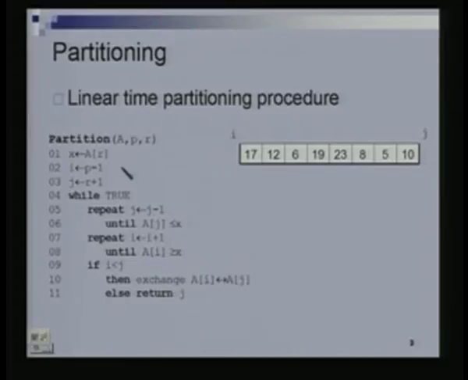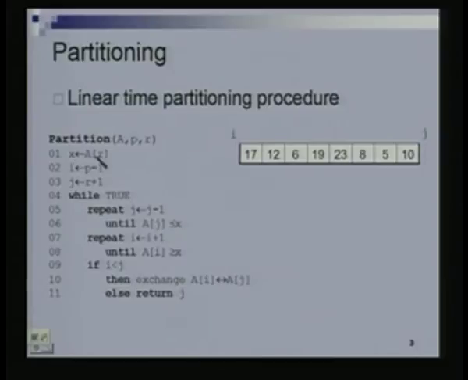This is the procedure to do the partitioning. It takes as parameters the array A, and P comma R are the limits of the array. P here refers to this location and R refers to this location. This could be part of a larger array. So this just says to partition the sub array from P to R, and we will see what it will do at the end of the procedure.